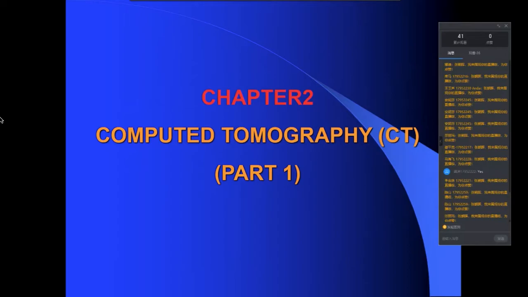Okay, we have finished X-ray imaging. Now let's talk about computed tomography, CT. Today we will just talk about part of CT. It's part 1.